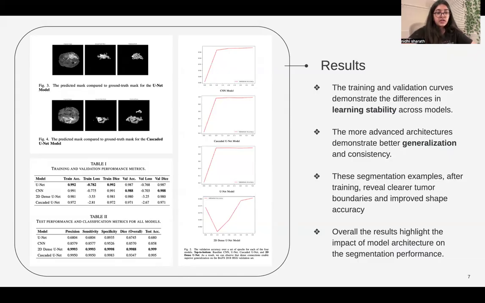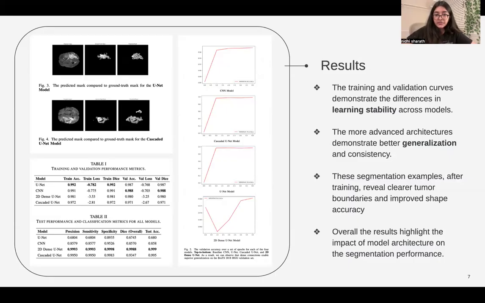The tables underneath are the training and validation performance metrics and the test performance and classification metrics for all the models. The values indicated in bold depict the best performance against each of the parameters for each of the models that I tested. The graphs depict the validation accuracy against the set number of epochs that I ran for, with smoother graphs depicting stronger generalization.